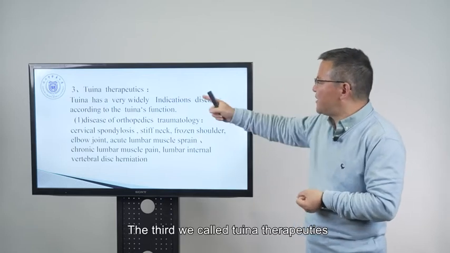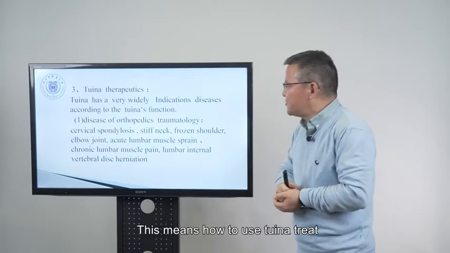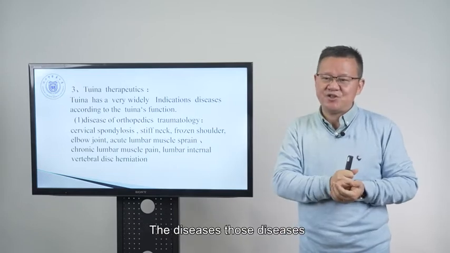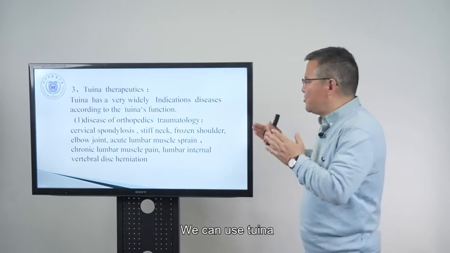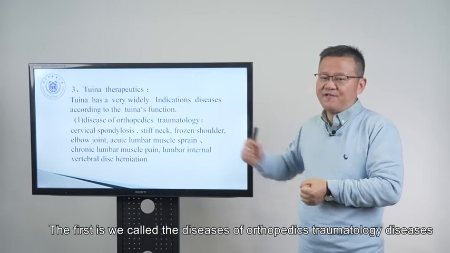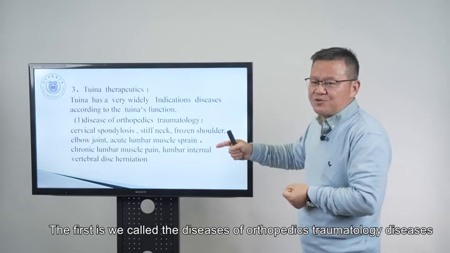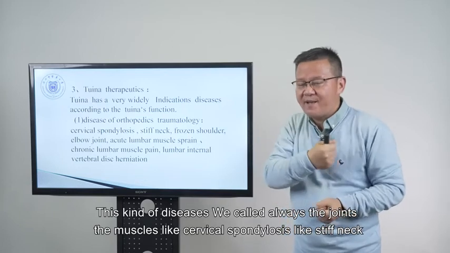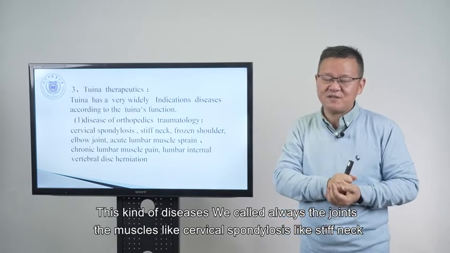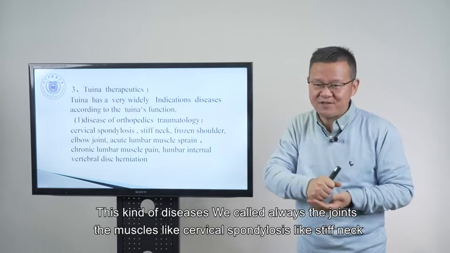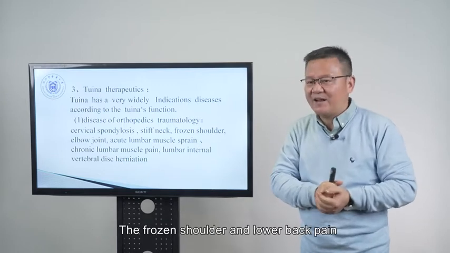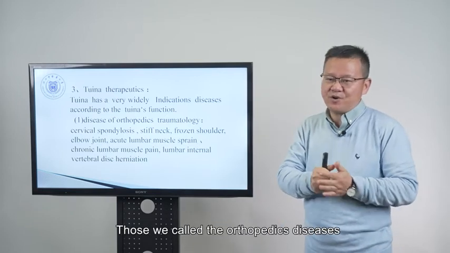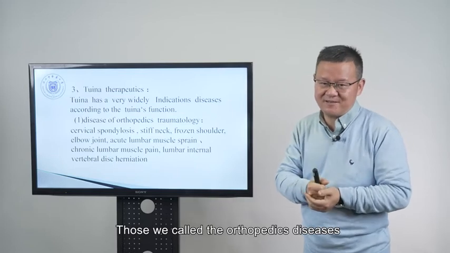Third, we call the Tuina therapeutics. This means how to use Tuina to treat diseases. Those are the diseases we can treat with Tuina. The first is what we call orthopedic traumatology diseases. This kind of disease always involves the joints and muscles, like cervical spondylosis, stiff neck, frozen shoulder, and also low back pain. Those we call the orthopedic diseases.